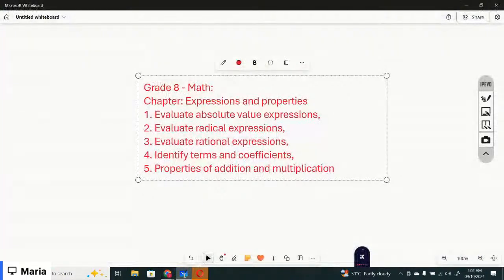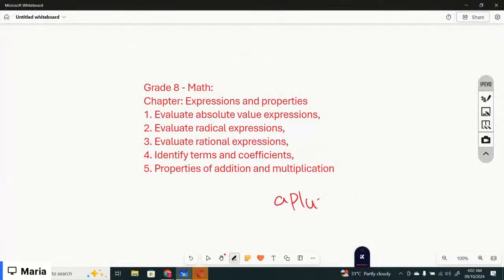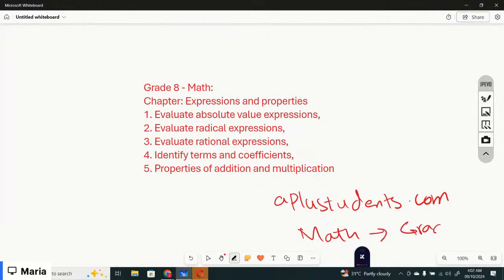We are here for grade 8 math. You can find all the lessons on aplusstudents.com. You have to log in there using your email address and password as provided by the administrator. Then you have to select math from the subject tab. Scroll down to grade 8 math and then click on view lessons. There you can find the list of the chapters.